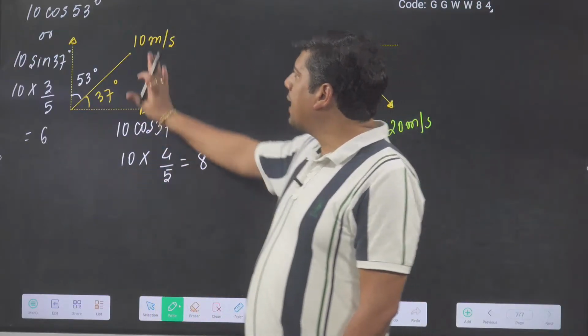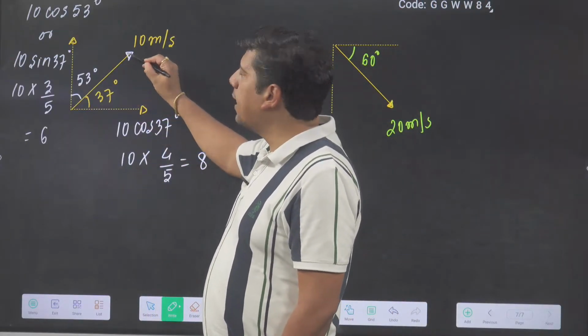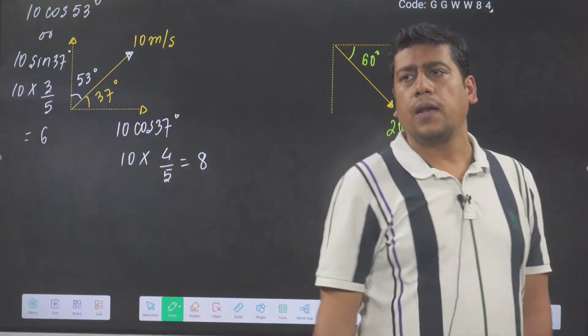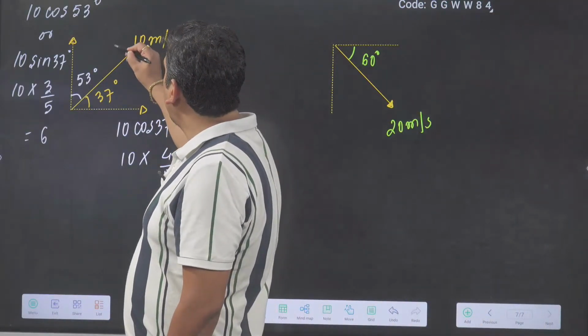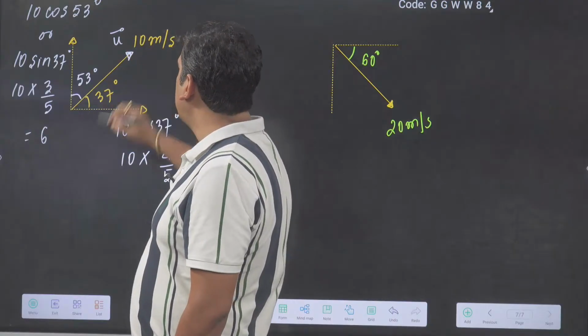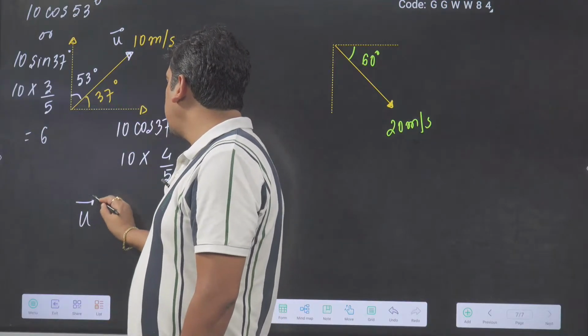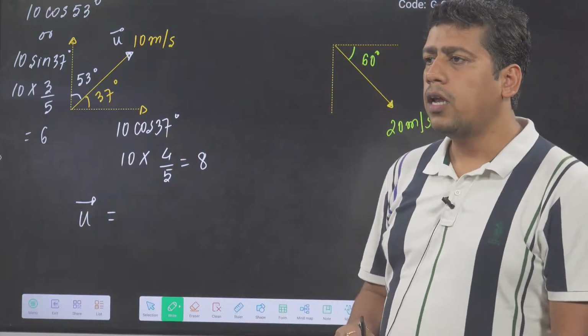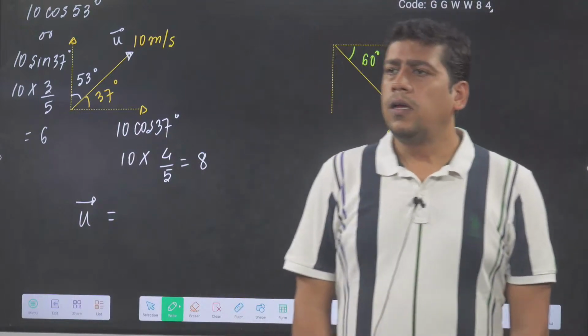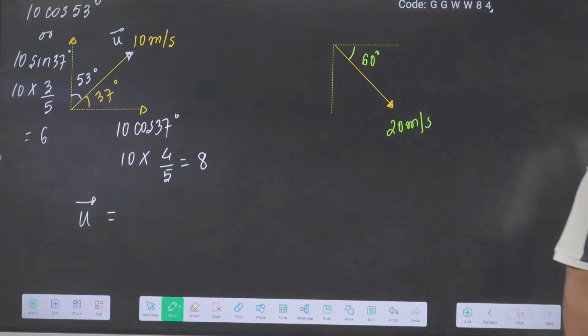Can you tell me how we can write this in i cap and j cap format? Let's say this vector is u vector. So how can we write u vector in i cap and j cap format? Chalo, chalo. I cap and j cap format.